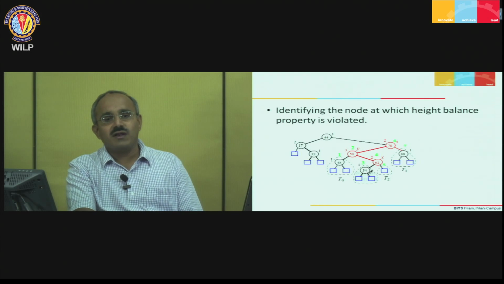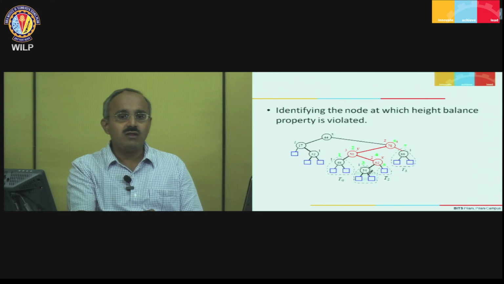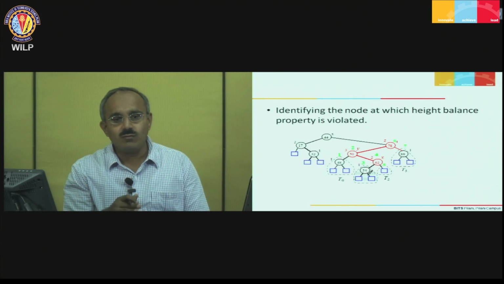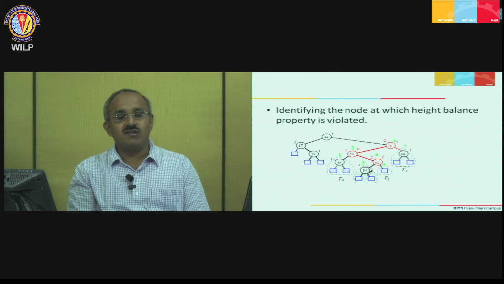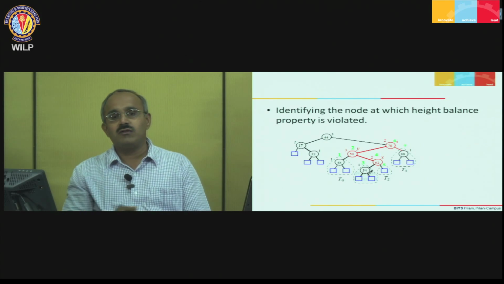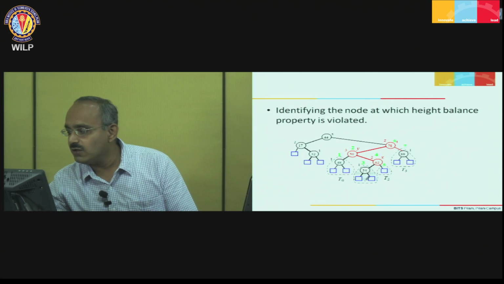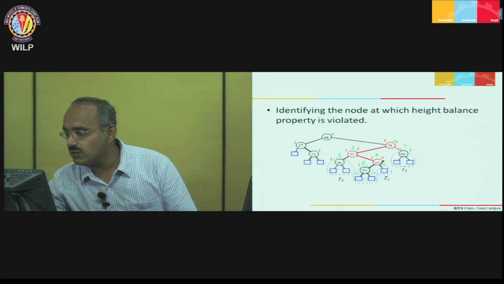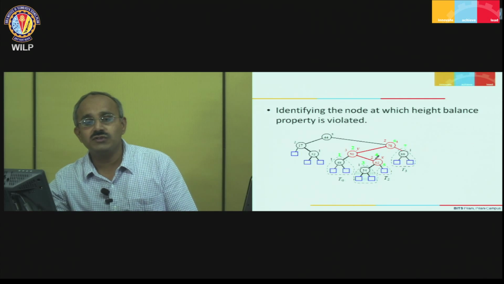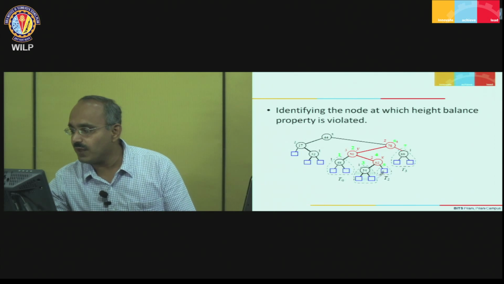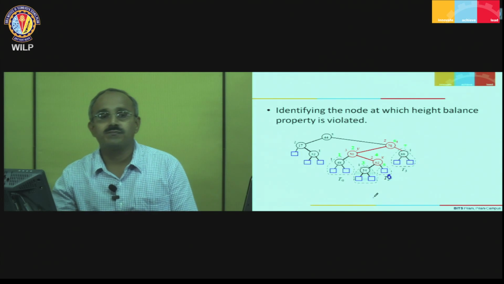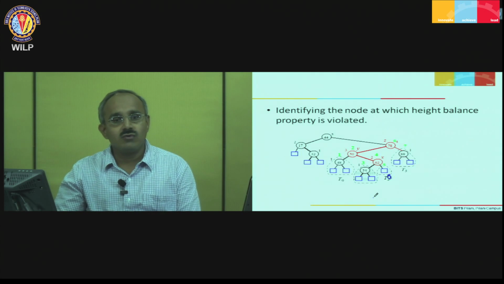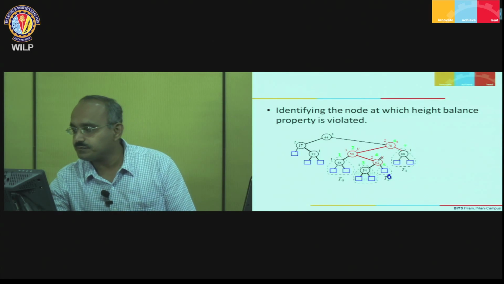If at all somewhere it is violated, it is going to be on this path. So, we will start from where the key is inserted and go up to the root in the tree. Let us start with 54, which is inserted. Now, look at the node which is just above 54. At this particular node, the left subtree has height 1, the right subtree has height 0. So, at that particular node your height property is satisfied.